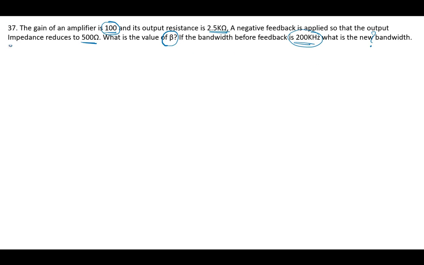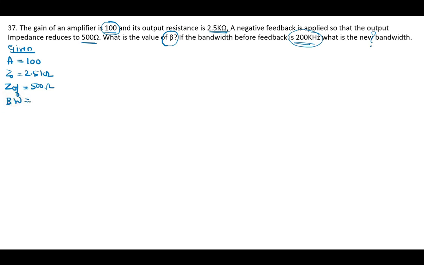So we'll write down the given things. Gain before the feedback is A, that is 100. Then output impedance, that is ZO, is equal to 2.5 kilo ohm. After the feedback it reduces to 500 ohm, meaning ZOF after the feedback.